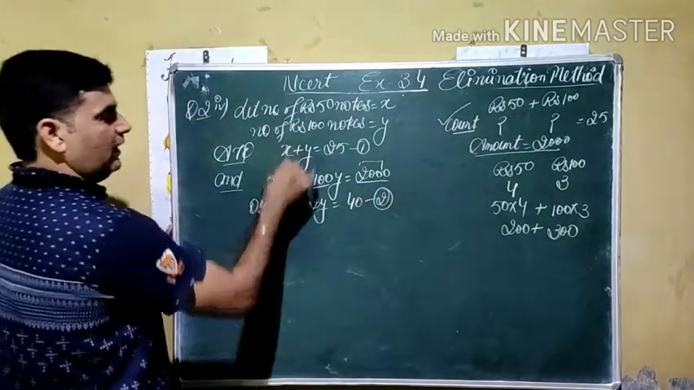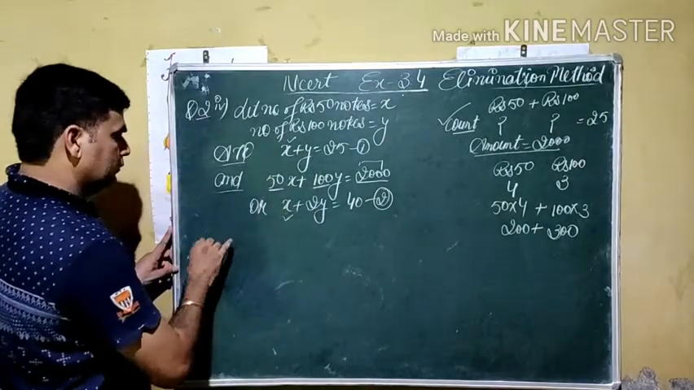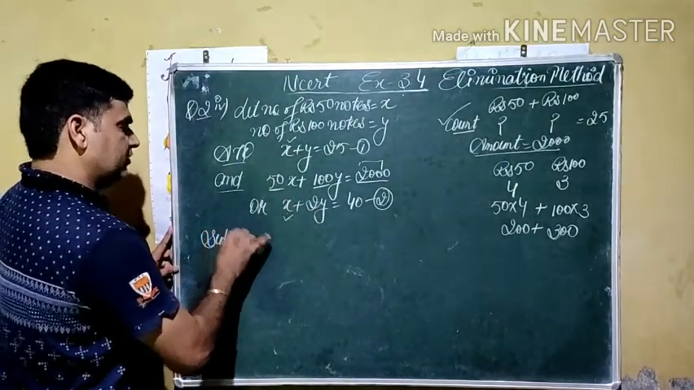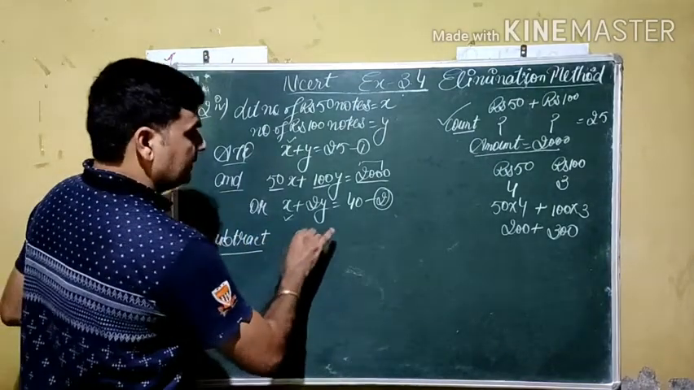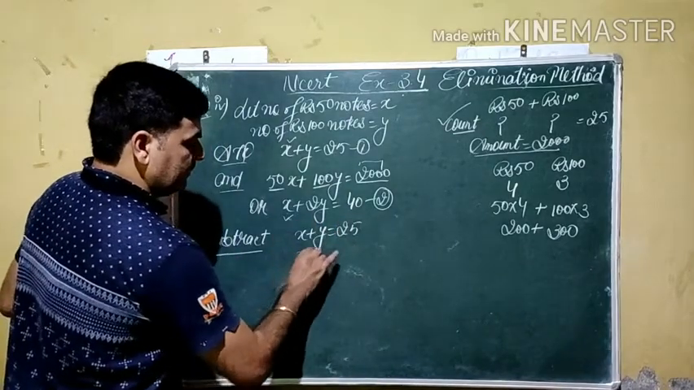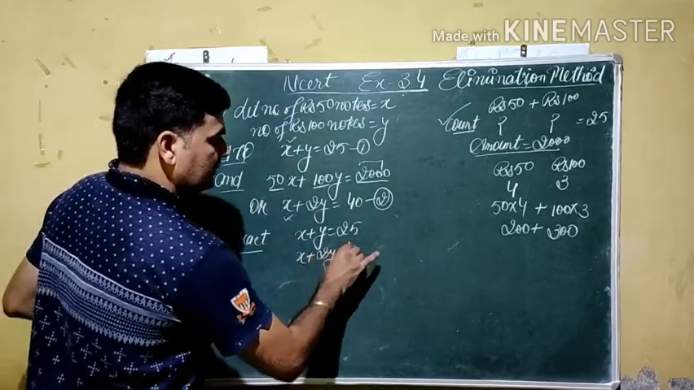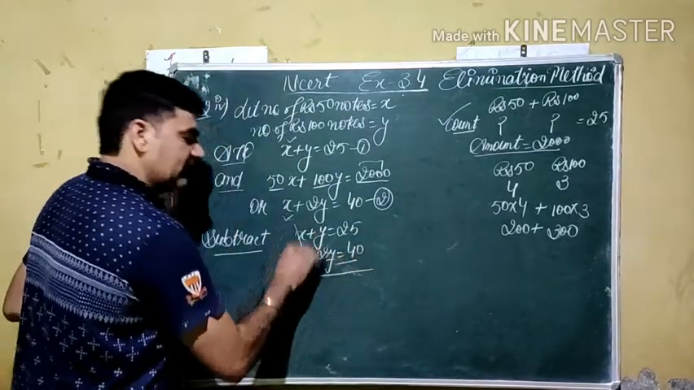If you see here, from 1 and 2, coefficients of x are the same, symbols are the same. So we have to use the subtraction method here. If we subtract, what is there? This is the first equation, no change. Second, x plus 2y is equal to 40. If we change the sign due to subtraction, symbol changes, x cancels out.